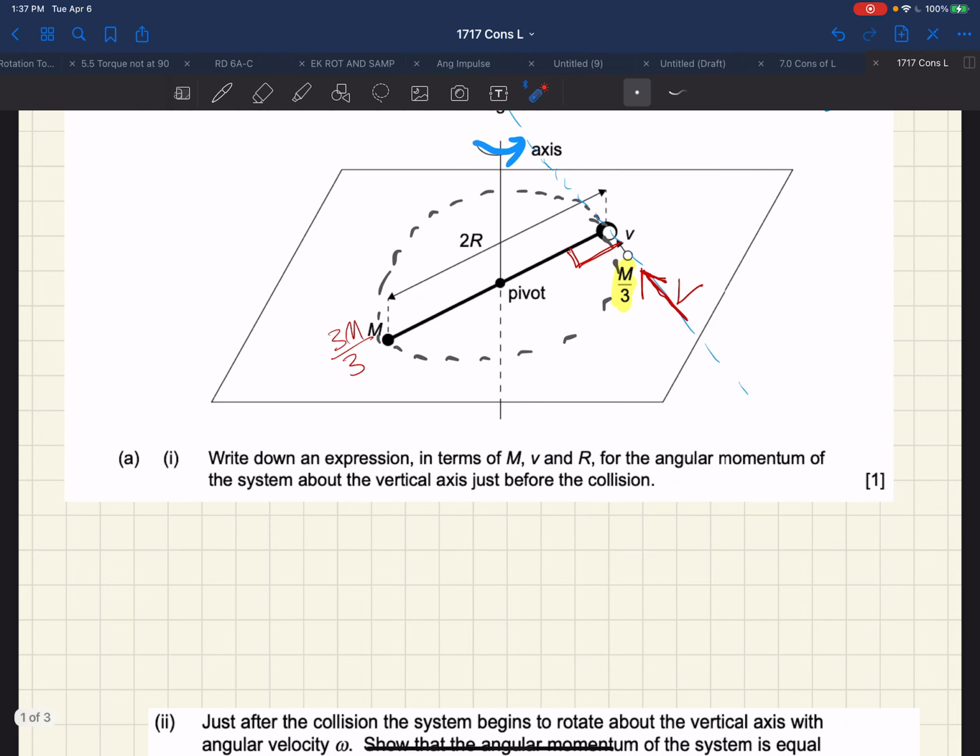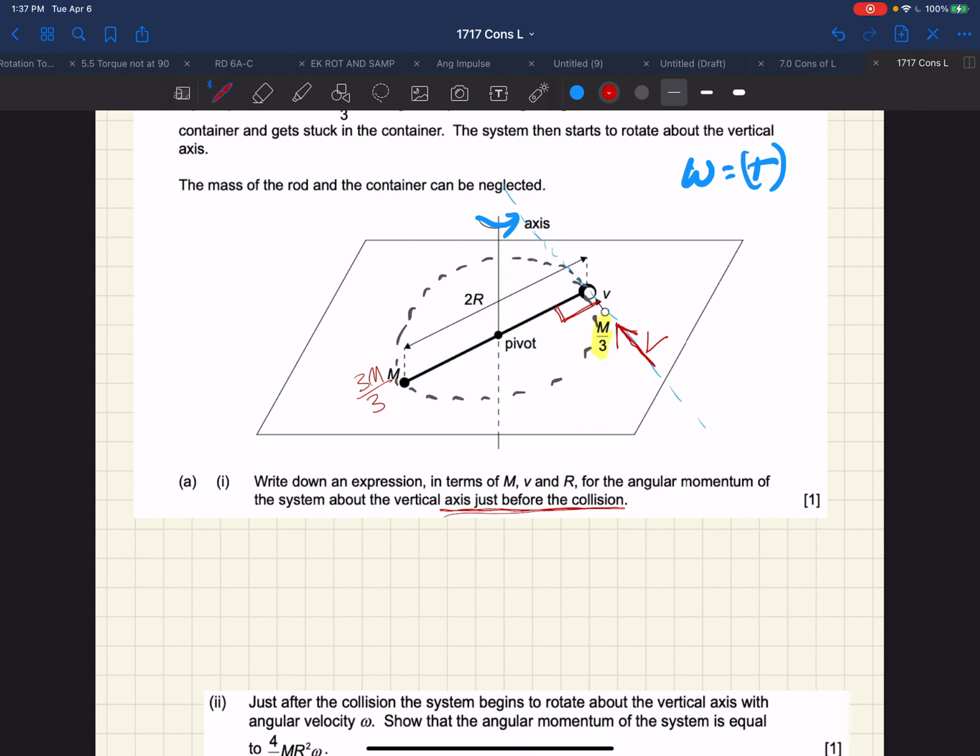So now we're asked to write an expression for the angular momentum just before the collision. Well, it says that once it collides, it starts to move. So there's actually no motion at this point in time, and there's actually no angular momentum. But at the instant before, this particle right here, this mass, m over 3, is right inside that container, like so. And what we know because of the law of conservation of momentum is that the linear momentum this possesses will become the angular momentum of this system. So the angular momentum will be equal to the linear momentum, but it needs to be expressed in angular momentum units.